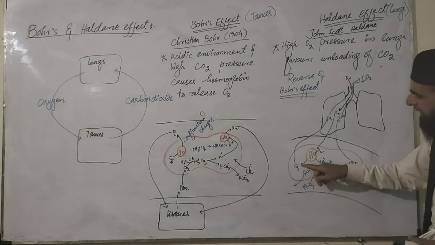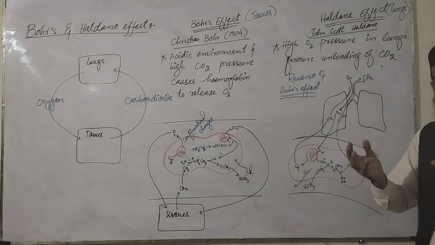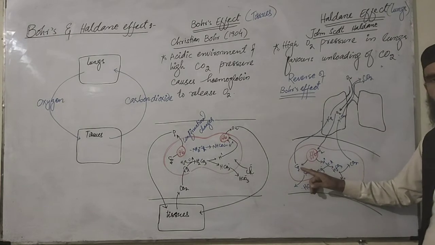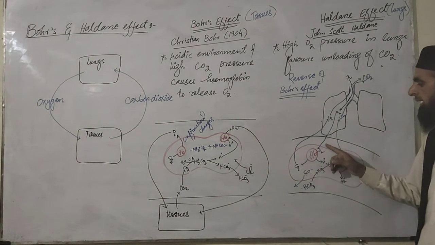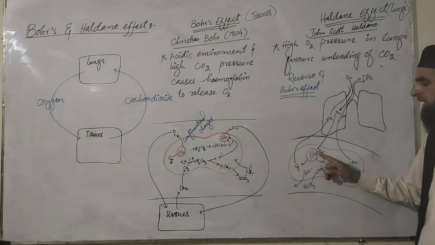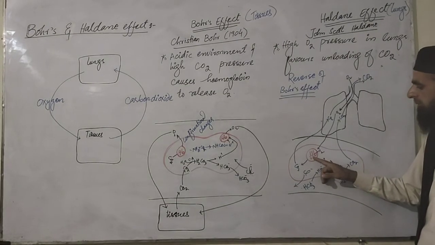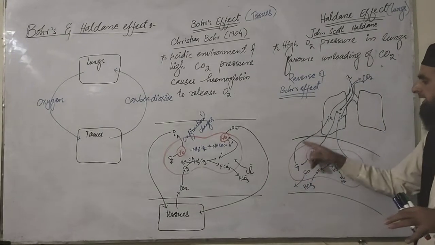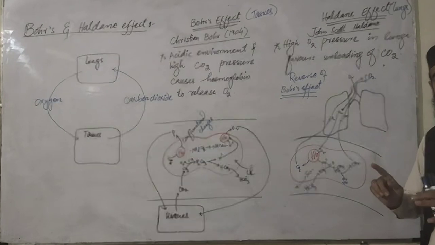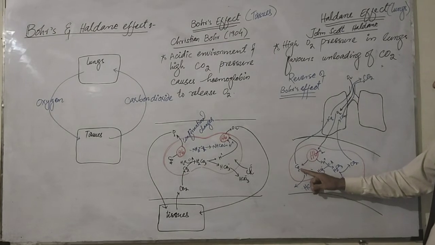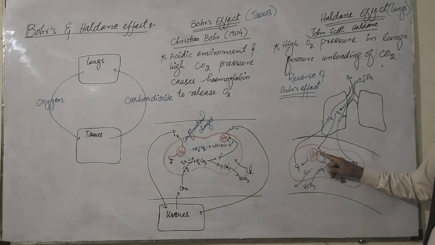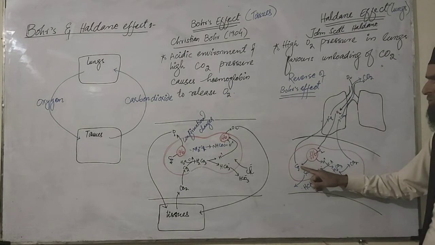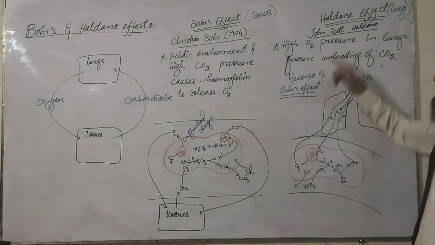So the main purpose of this discussion is unloading of carbon dioxide from the hemoglobin by the addition of oxygen. This high oxygen pressure causes the hemoglobin to change conformationally and to release the carbon dioxide, and that carbon dioxide is exhaled. So this unloading of carbon dioxide in the presence of high pressure of oxygen is called the Haldane effect. High pressure of oxygen causes the hemoglobin to unload carbon dioxide. This is called the Haldane effect.